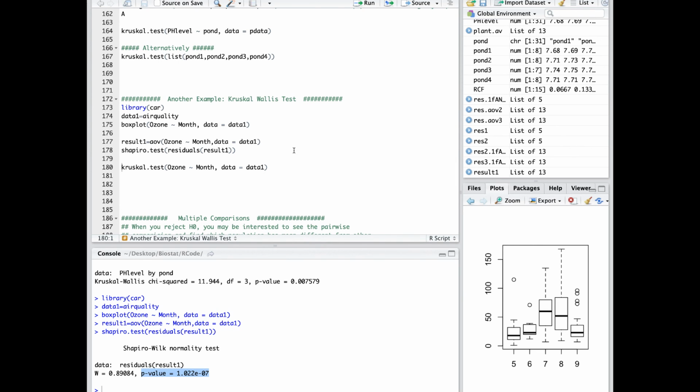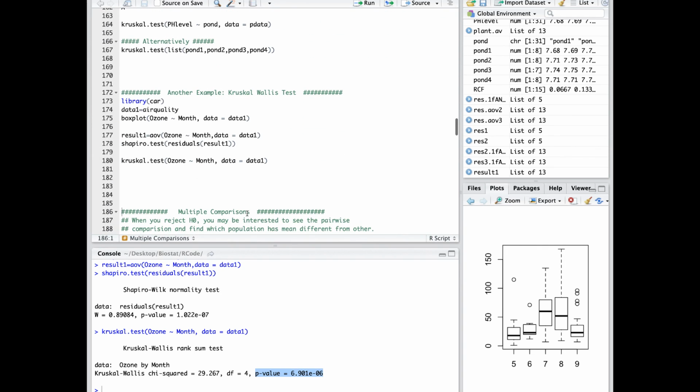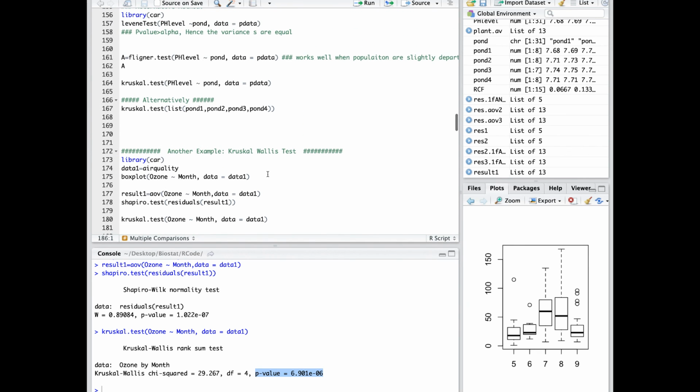What I'm going to do is use the Kruskal-Wallis test because the normality is violated, right? So the data is not normal at all. The Kruskal-Wallis test gives me a p-value less than alpha, meaning the average value of the ozone for each month compared to the others are not equal. Okay guys, that's all. Thank you.